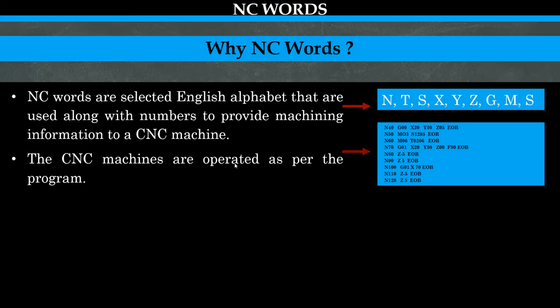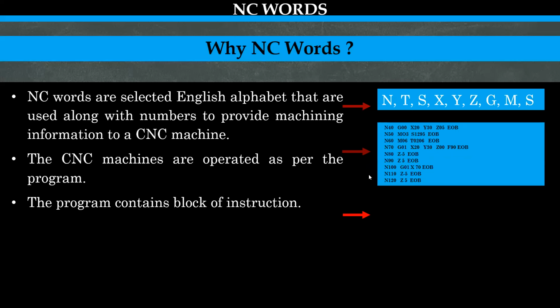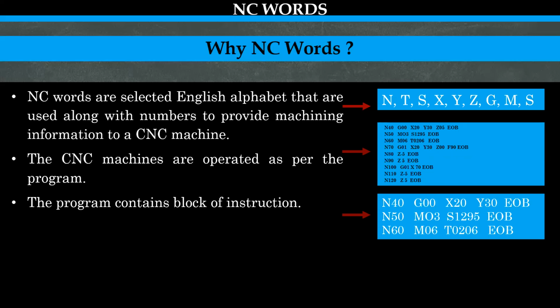And the CNC machines are operated as per the program, which appears something like this. The program contains blocks of instructions. So these are the blocks of instruction. The first block is N40, G00, X20, Y30, EOB. Then the second block starts with N50 and the third block starts with N60.